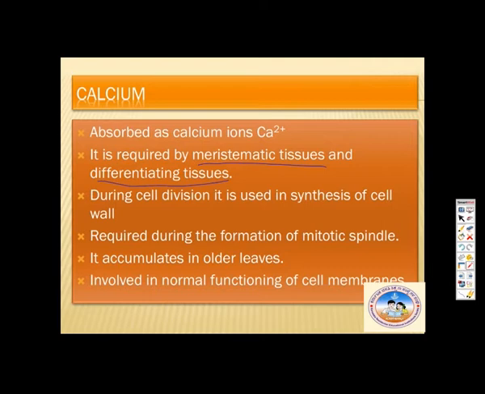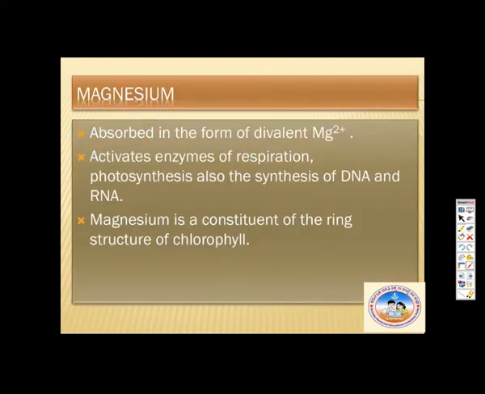Moving ahead to magnesium: it is absorbed in the form of divalent magnesium, Mg2+. It activates enzymes for respiration, photosynthesis, and also the synthesis of DNA and RNA. Magnesium is a constituent of the ring structure of chlorophyll, so in chlorophyll you have magnesium present. Moving ahead, the next one is sulfur.